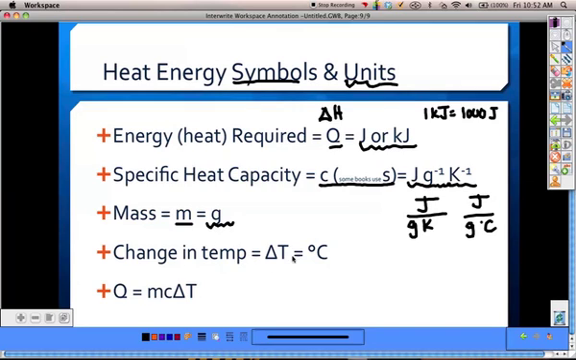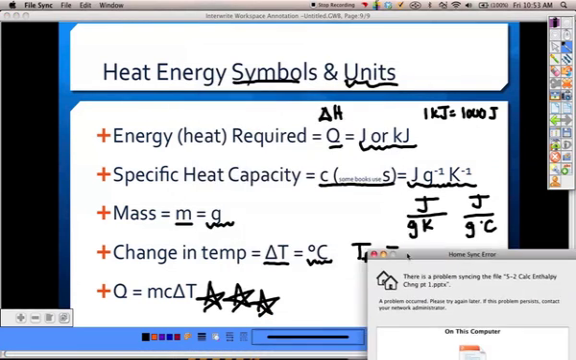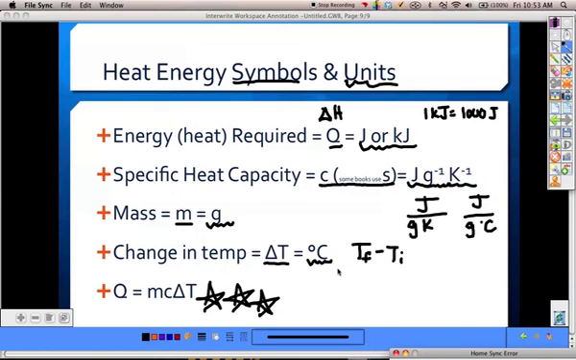The change in temperature, delta T, we know delta is always change. Temperature, we've always used T. That means T final minus T initial. And we use a unit of degrees Celsius in most instances. The big equation that you're going to want to memorize is Q is equal to mc delta T. So the heat energy required for the reaction is equal to the mass of the substance times the specific heat capacity of that substance times the change in temperature that substance undergoes.